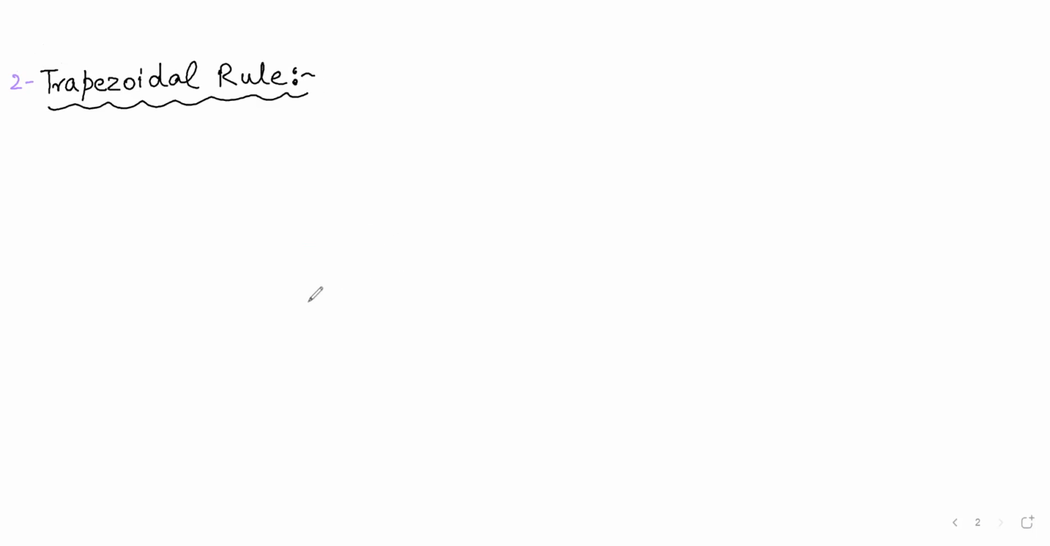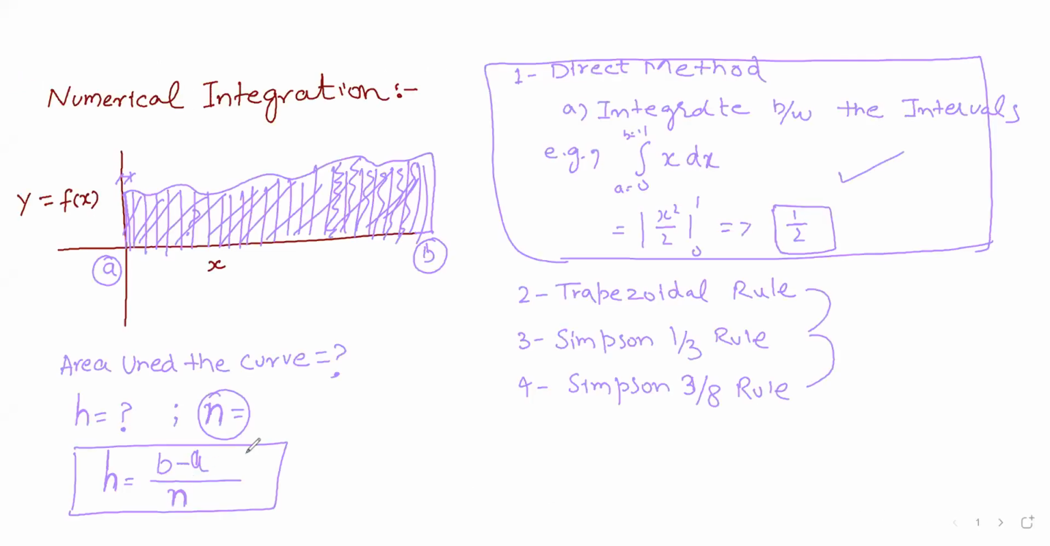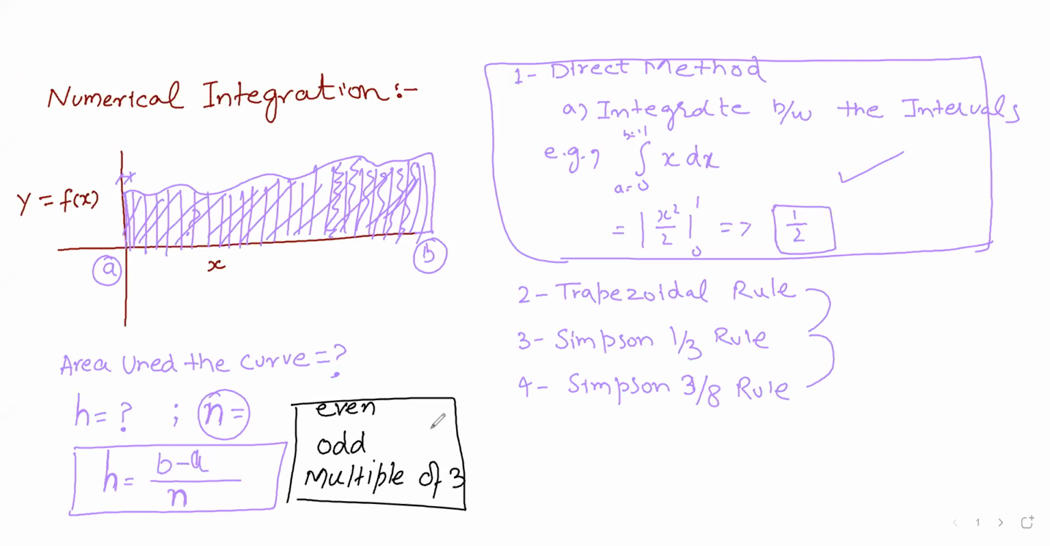So the trapezoidal rule is applicable for all intervals. For example, sometimes the interval is even, sometimes it may be odd, sometimes it is a multiple of 3, right? So the trapezoidal rule is applicable everywhere, for all intervals.